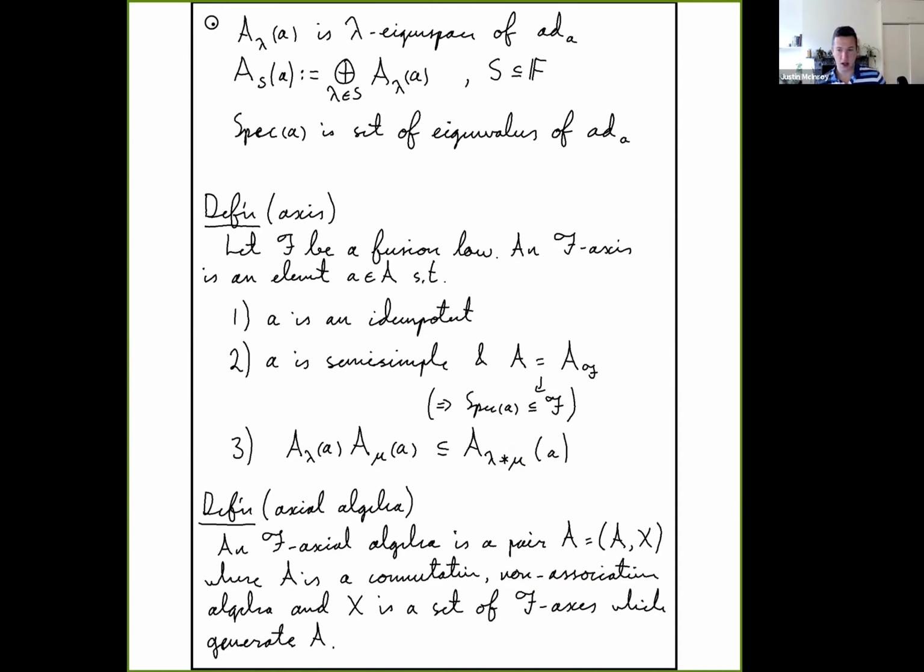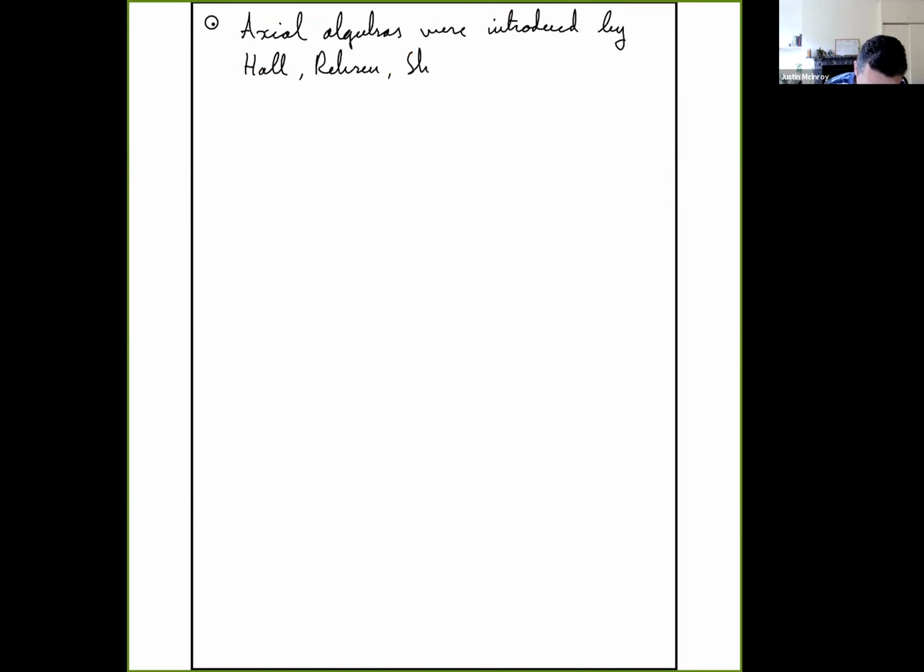I'd like to make some remarks on this definition and say a little bit more about it before we move on. So one remark I definitely should have made last time and left you with is that axial algebras were introduced by Felix Rehren, or actually John Hall, Felix Rehren, and Sergei Shpectorov.